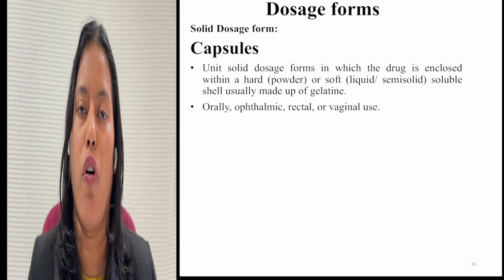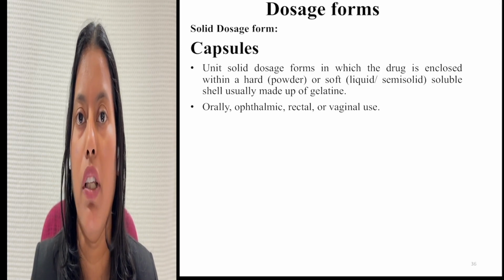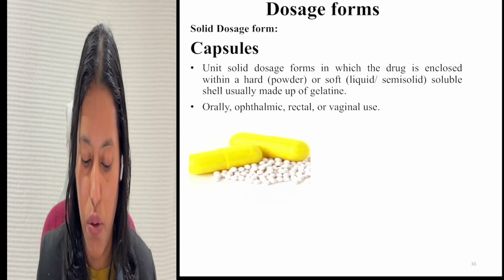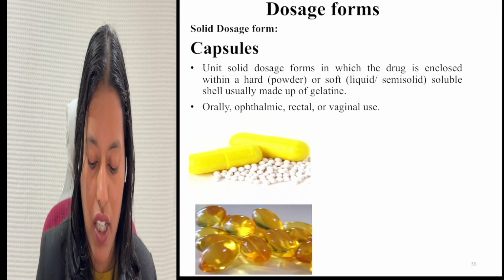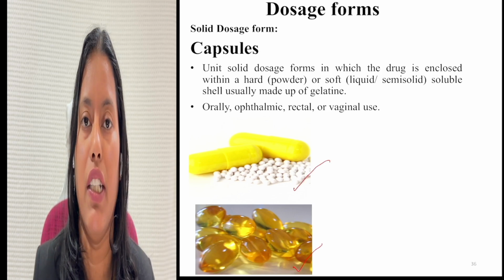Now next you have is the capsule. So what are the capsule formulations? These are also the most convenient and common solid unit dosage form. You have capsules which are of two types: this is the hard gelatin capsule and this is the soft gelatin capsule.